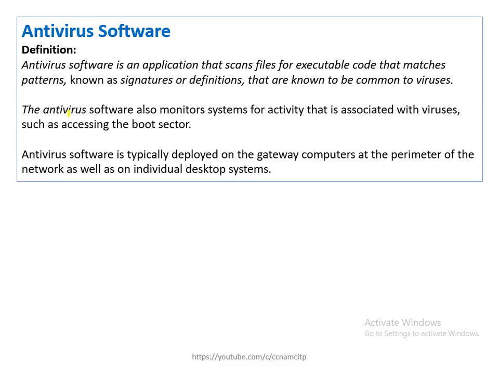So guys, antivirus software is an application that scans files and executable code that matches patterns known as signatures or definitions, which are also known to be common viruses. So the meaning is very simple. These antivirus software will keep scanning, keep searching for those kinds of definitions or signatures, which are basically known as viruses. So it is a software or application which is used to scan, search, and find out the viruses available on our systems or data. That is the main concept of antivirus software.